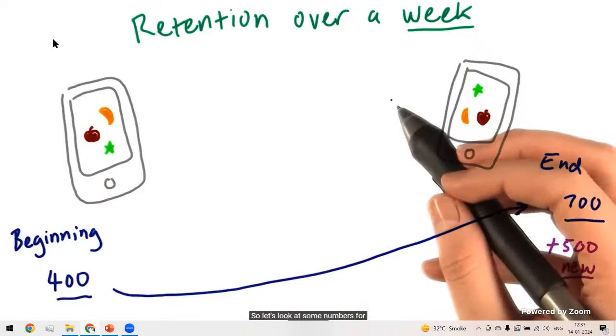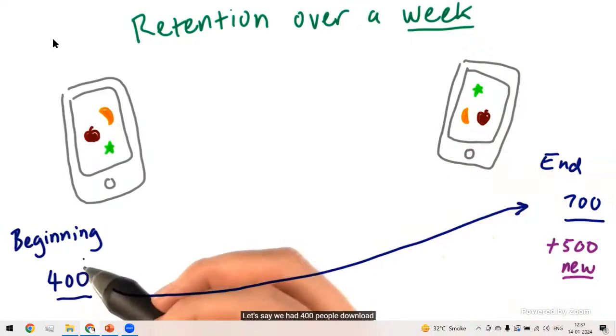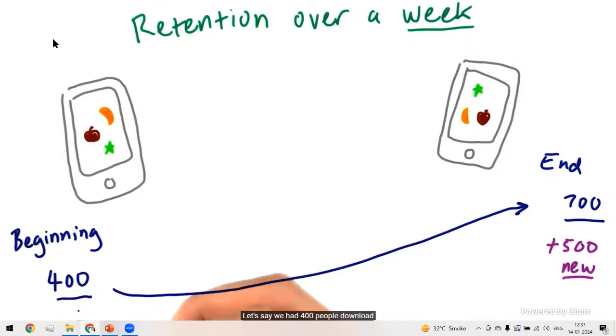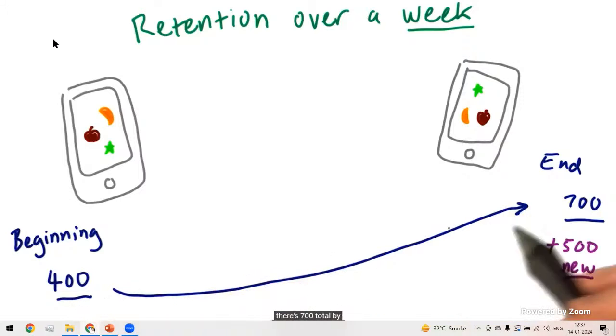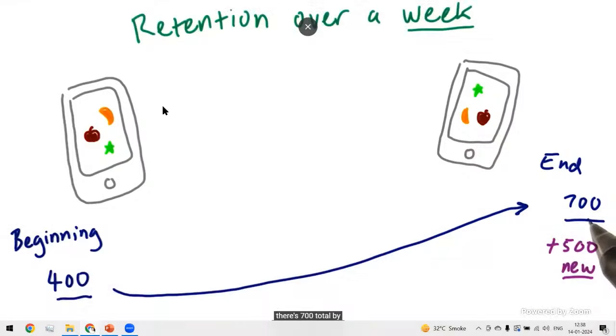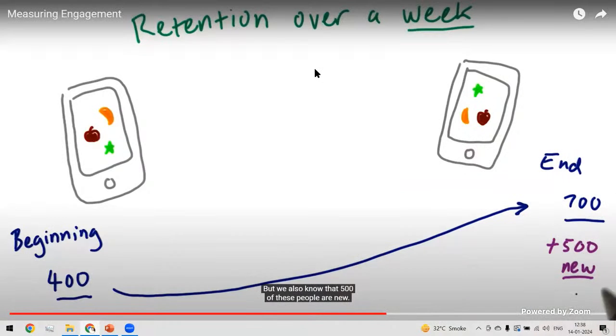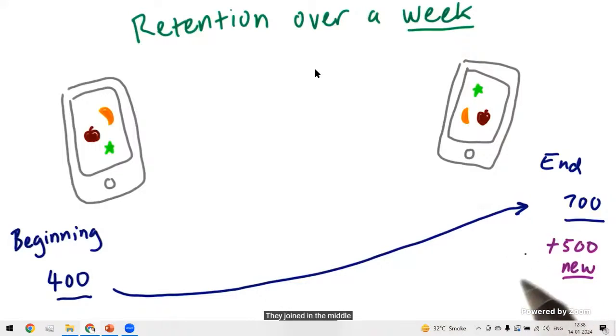So let's look at some numbers for Fruit Ninja. Let's say we had 400 people download the game at the start of the week, and there's 700 total by the end of the week. That looks pretty good. But we also know that 500 of these people are new. They joined in the middle of the week, and they aren't part of our 400 original starting players.